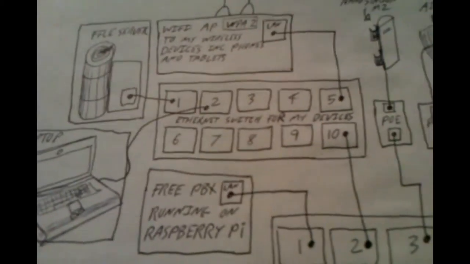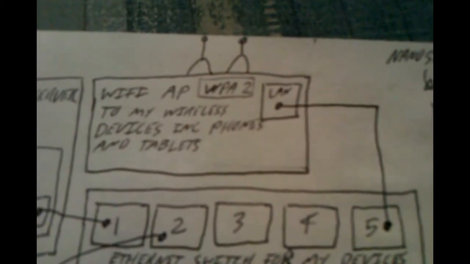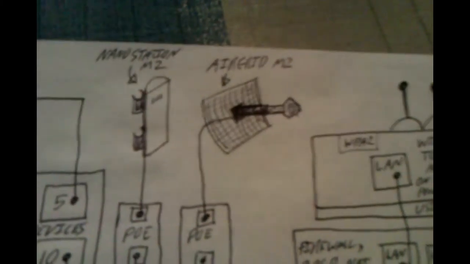So what I'm going to cover in this video is this one here, the Wi-Fi access point for my wireless devices, including phones and tablets and that, because these devices are wireless, but you can't connect to the broadband hamnet nodes wirelessly. You have to have a third party wireless access point, and that's what I use those for.